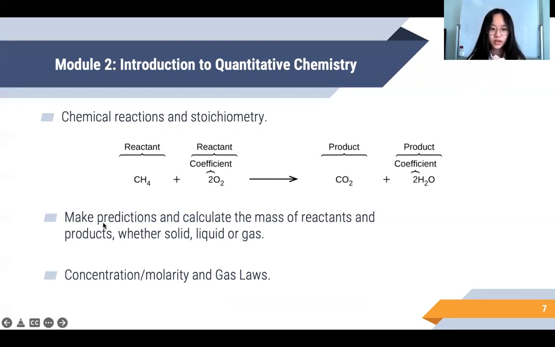Also in this module, we make predictions and calculate the mass of reactants and products in every single state. Now, something that's wrong in this equation, if you're my student, you will know, is that there are no states here. You always have to write your states in your equations. So the last thing that we'll learn is concentration, molarity, and gas laws involved in this module.